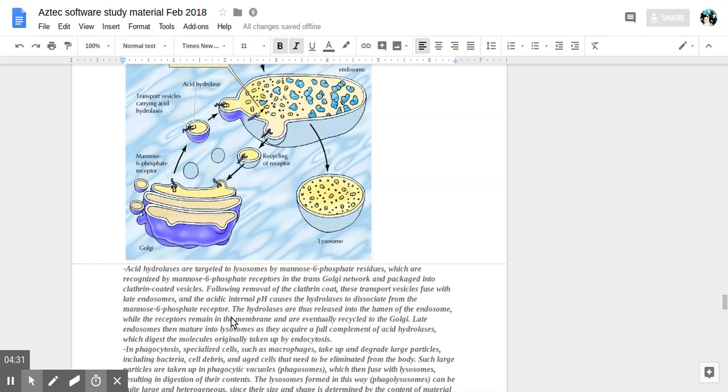So the protein structure which comes from the membrane, the endosome. The receptors remain in the membrane and are recycled eventually back to the Golgi.